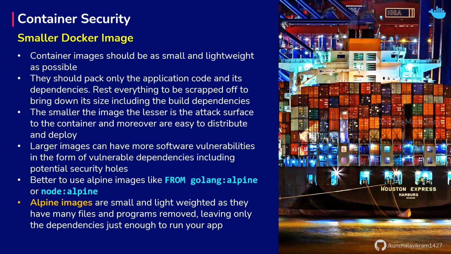Larger images can have more software vulnerabilities, especially in the form of dependencies, where we don't care about the inbuilt dependencies in the Docker image. Those inbuilt dependencies can potentially have security holes that leave your container vulnerable. It is always better to use Alpine based images. These Alpine based images are very small and very light Linux distributions that only have the files and dependencies needed to run your application, and they will not pack any system utilities like apt, or networking utilities like ping. This makes the Alpine images much smaller and less prone to attacks.